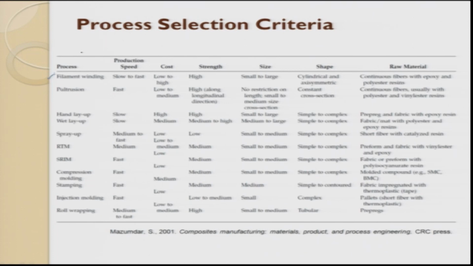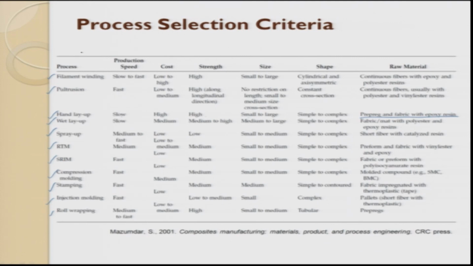So, the processes are filament winding, pultrusion, hand layup, wet layup, spray up, RTM (resin transfer molding), then SRIM, compression molding, stamping, injection molding and roll wrapping. If you see, for example, we will take hand layup: it is very slow, the cost is high, the strength is high, the size can go from small to large, the shape can move from simple to complex, and the raw material can be prepreg and fabric with epoxy resin.